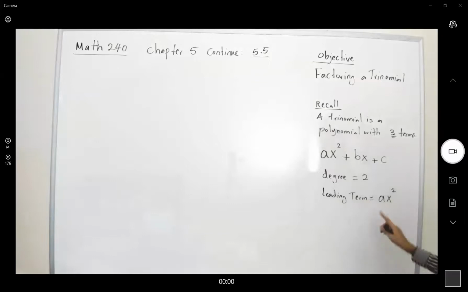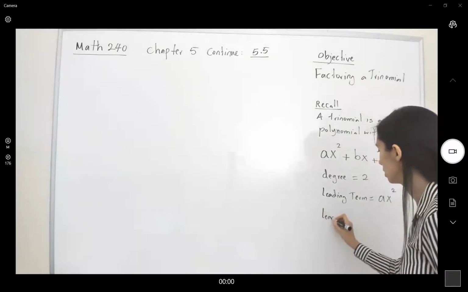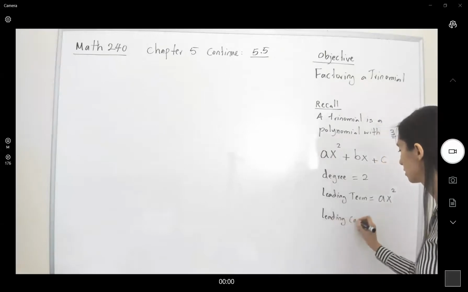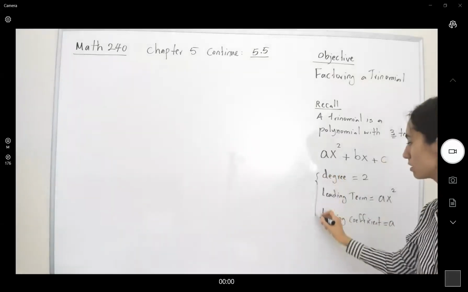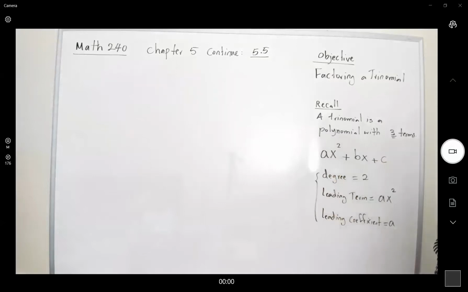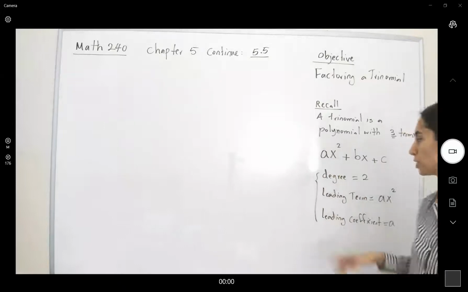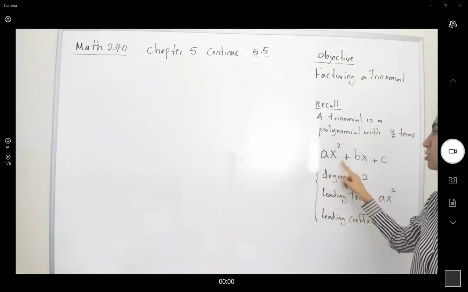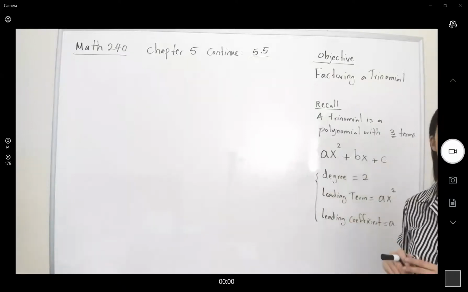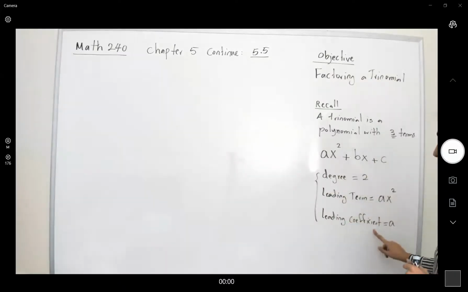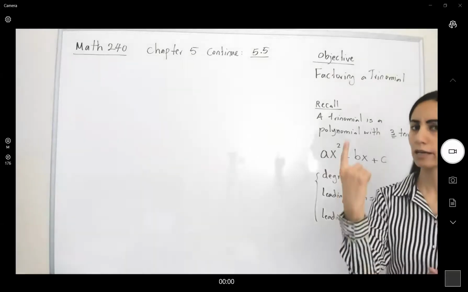Well, remember what a is? A is the leading coefficient. So the leading coefficient is equal to a. These are the things that we learned before. So now we're going to start to factor a trinomial of degree 2, ax squared plus bx plus c. The very first case is that your leading coefficient a is equal to 1.